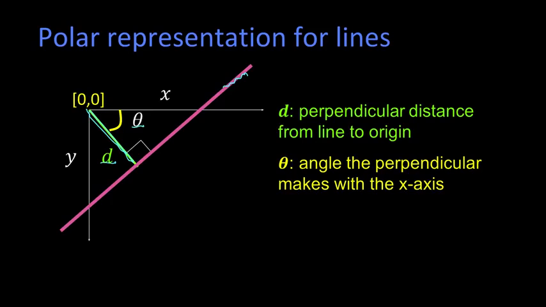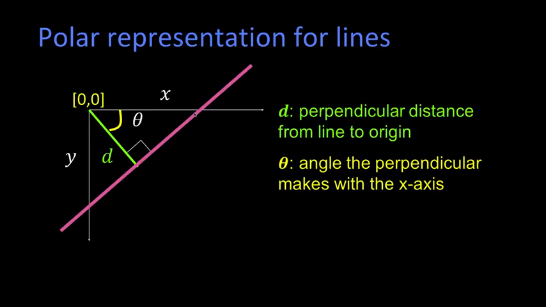angle that this perpendicular makes with the x-axis, or if you want, you can have it be the angle that the line makes with the axis. Doesn't matter. You just have to pick an angle. So basically what we have now is a polar representation of an angle and a distance.